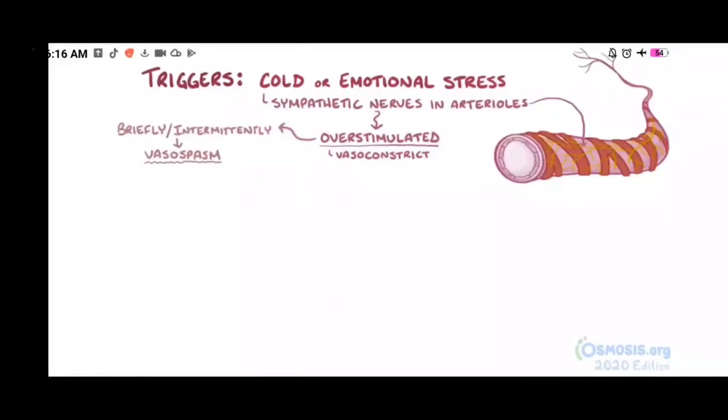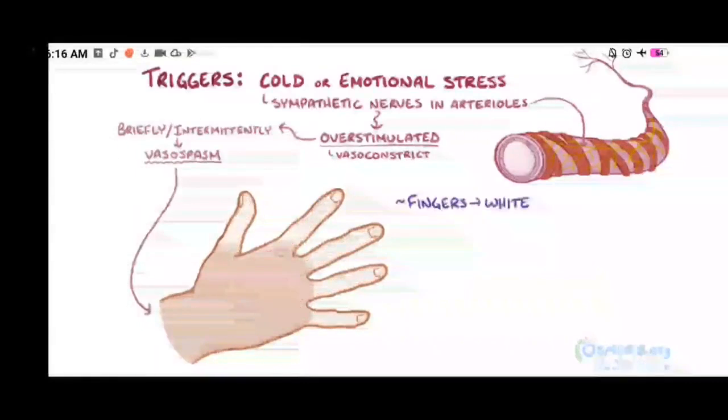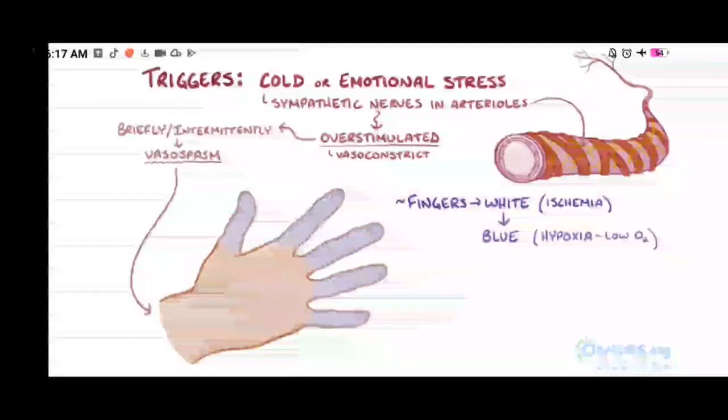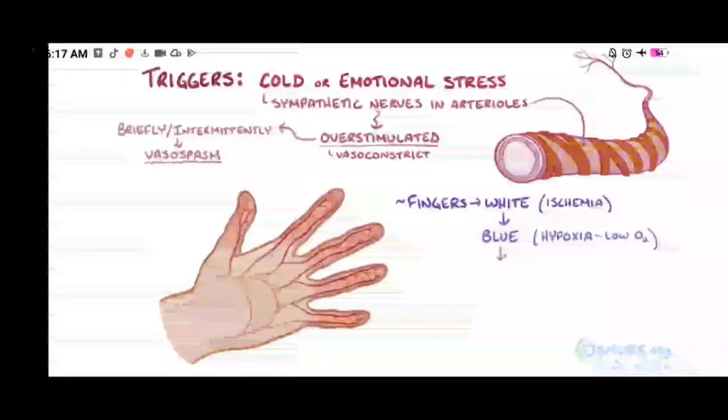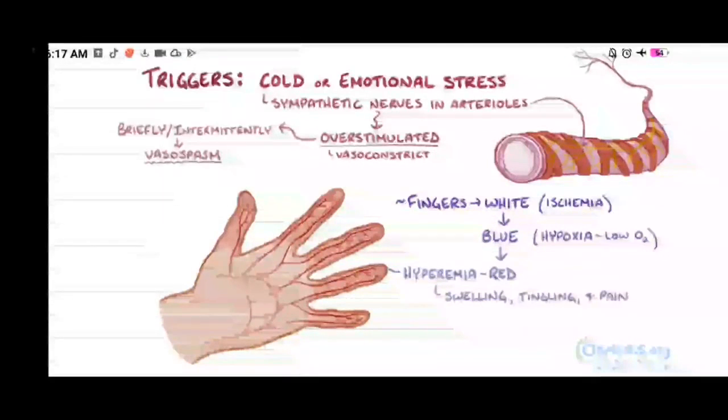For example, if there is vasospasm in the arterioles in the fingers, it causes the finger to turn white, reflecting ischemia, then blue, reflecting hypoxia, which is a low oxygen state that occurs after prolonged ischemia. Finally, once the vasospasm resolves, oxygenated blood rushes into the tissues, causing reactive hyperemia, which makes the finger look red. This rush of blood is thought to be the cause of swelling, tingling, and pain that some people experience at this point in the episode, which occurs frequently.